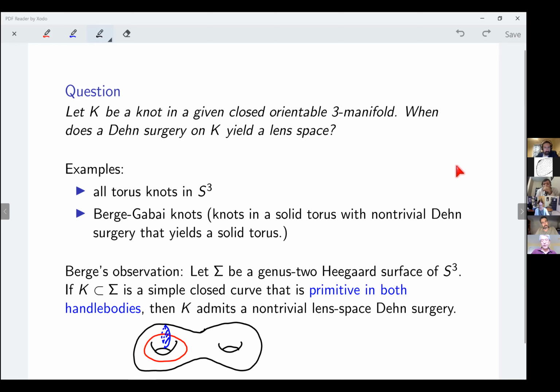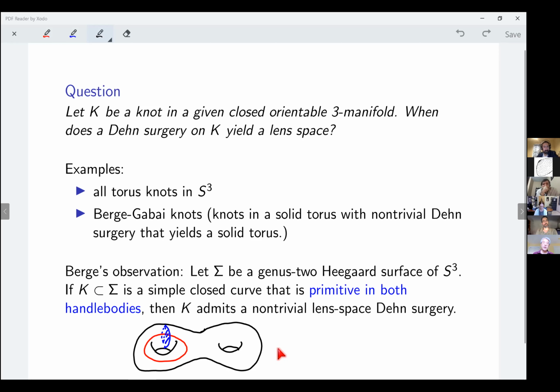There was a very nice observation by Berge. Berge observed that if you take any genus 2 Heegaard surface of S3, and if you draw a simple closed curve on the genus 2 surface, and if this curve is so-called doubly primitive, that means it's primitive in both handlebodies. Primitive means you have a compressing disk, this blue disk, that intersects this knot in one point. So that means this curve is a primitive curve in this handlebody.